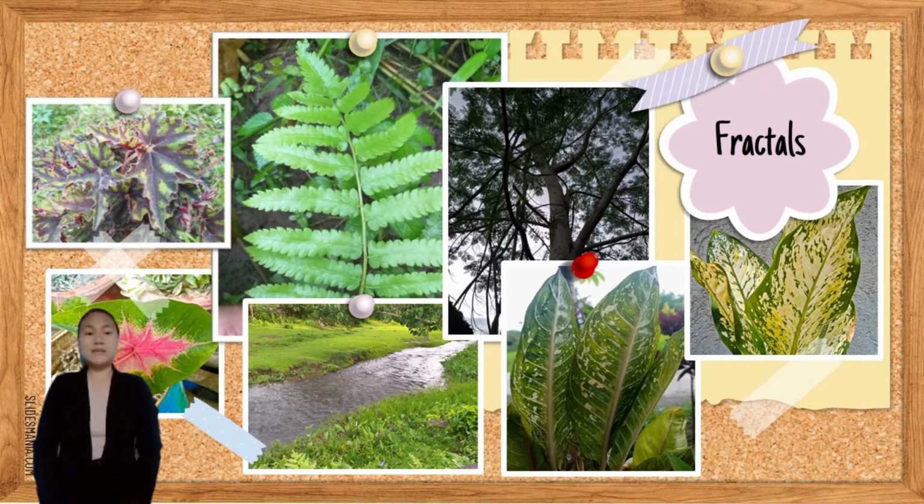Its shape is similar to that of a tree. A river, on the other hand, is an example of a fractal. Each stream resembles the main river, with minor streams resembling the larger streams or even the river itself. The same may be said about the three plants depicted here.